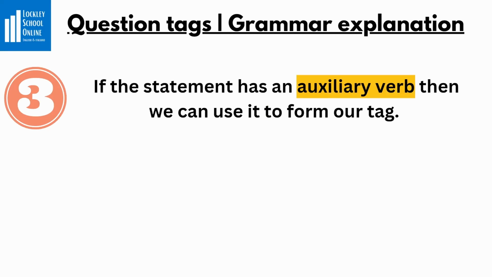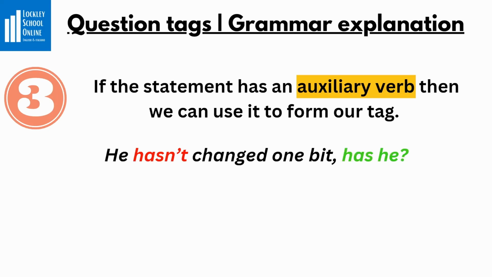So how do you form a question tag? If the statement that you're making has an auxiliary verb, then you can use it to form the tag. For example, he hasn't changed one bit, has he? In this case, we've got the auxiliary has in the negative, so we're going to use the has and turn it positive into has. So he hasn't changed one bit, has he?